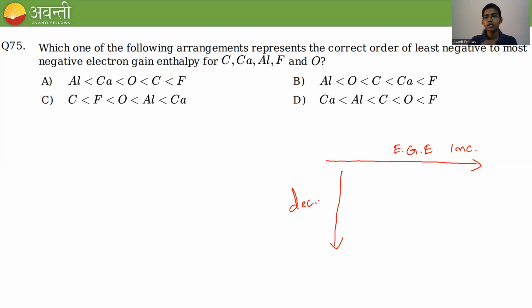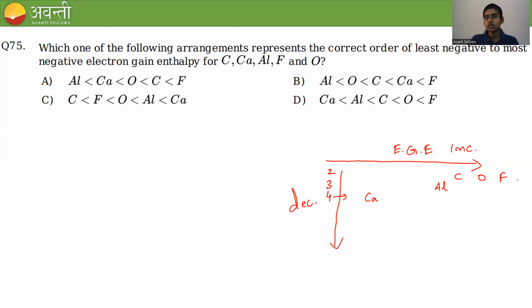So here 5 elements are given. One is calcium. Calcium is in the 4th period. And aluminium is present in the 3rd period of the p block. And carbon belongs to the 2nd period. So here comes carbon, and oxygen also, after nitrogen, oxygen comes, it is also in the 2nd period, and fluorine is here in the 2nd period.